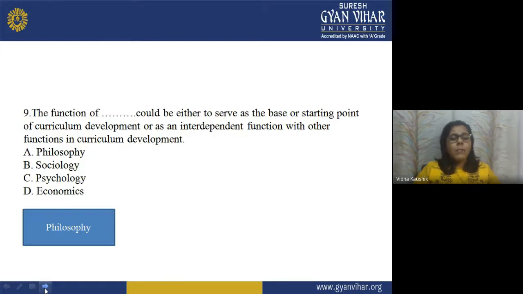Now the options are A, philosophy, whether it is the function of philosophy, option B, sociology, C, psychology, or D, economics. Now these are the options, and you have to select the correct answer. And now the correct answer is option A, that is the function of philosophy.